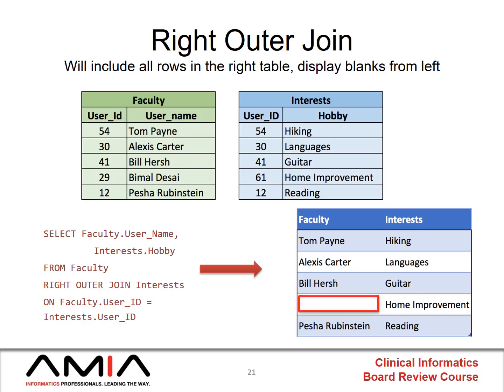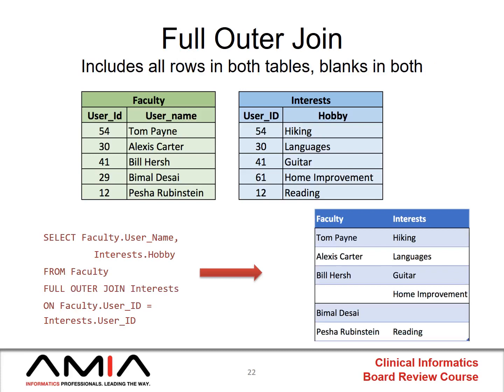There's another variation on this, and it's called the full outer join. Just as you would expect, if I change this to full outer join, now I can see nulls on both sides, and here they are: there's no faculty member who has an interest in home improvement, and I have no interests, apparently.